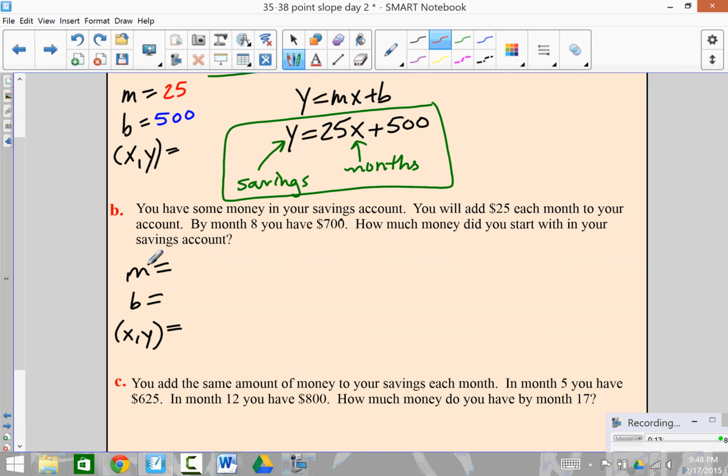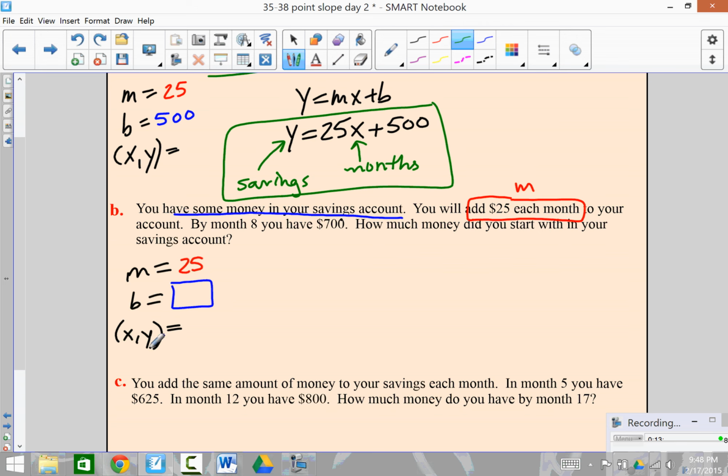According to this problem, are we given a rate? Does it tell us how much we're saving per month? Well, it does. You're adding $25 each month. So I know that this right here is my rate. It's moving at $25 per month. Second, is my beginning amount given? Does it say you started with this much money? Well, it doesn't, because it just says you have some money in your savings account, but it doesn't specifically tell you how much. So this right here is unknown.